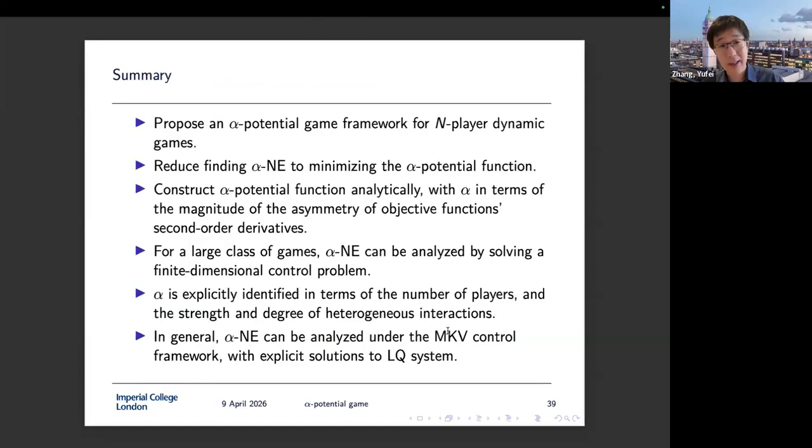So in summary, in today's talk, I present an alpha potential game for solving n-player dynamic games. The advantage of this alpha potential game is that it avoids passing to the limit as n tends to infinity, and it allows you to reduce solving this alpha Nash equilibrium to minimization of the corresponding alpha potential function. We construct the alpha potential function analytically, and then we analyze this alpha explicitly in terms of number of players, and in terms of strength and degree of the heterogeneous interaction.